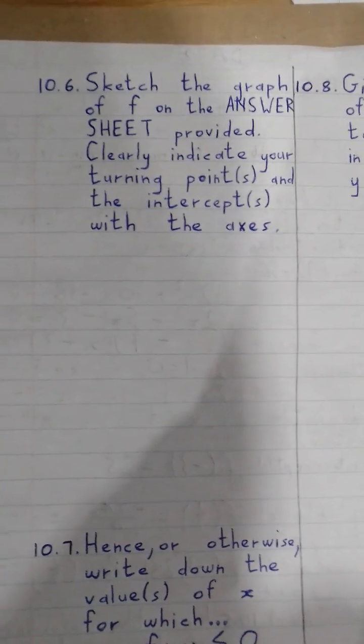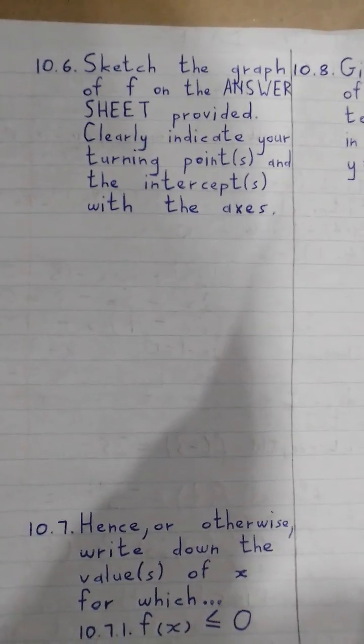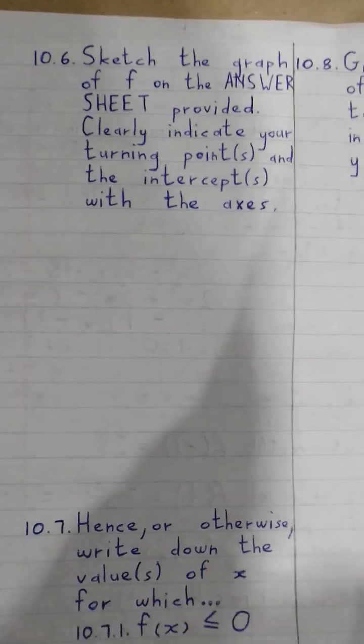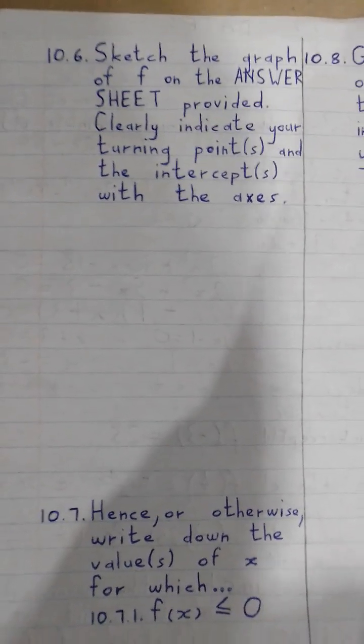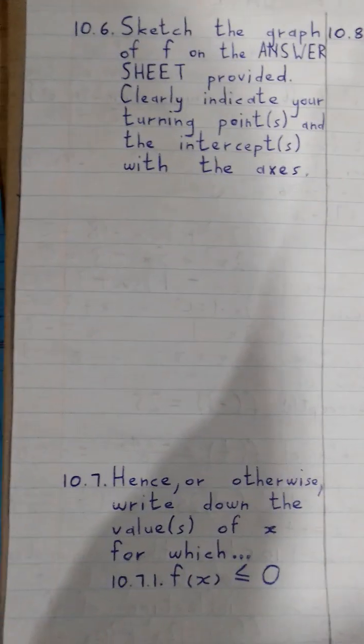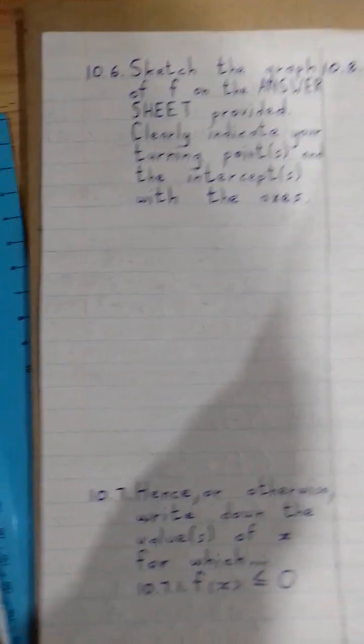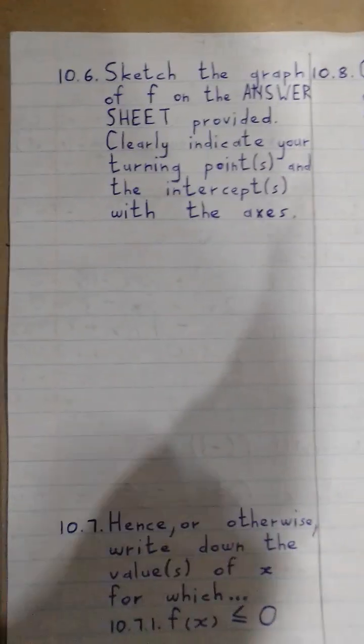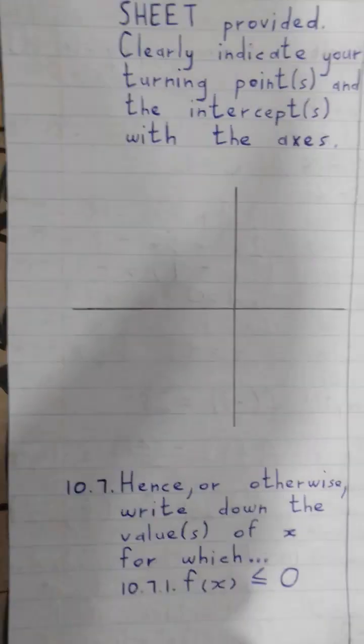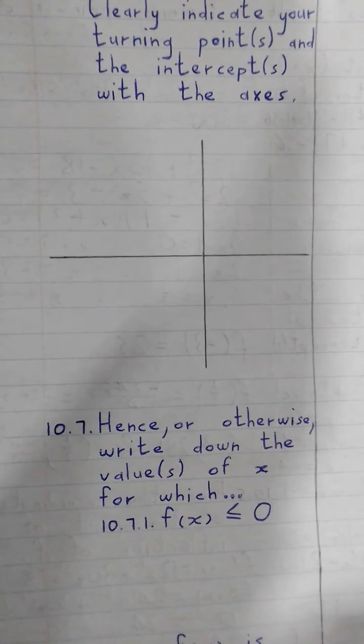Question 10.6 states, sketch the graph of f on the answer sheet provided. Clearly indicate your turning point or turning points and the intercept or intercepts with the axis. Okay, forgive me, I only have two hands. One is holding the camera right now, so please grin and bear with it.